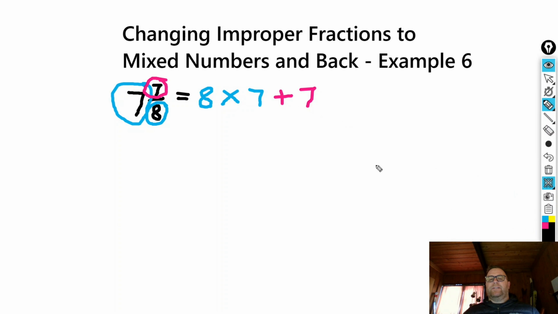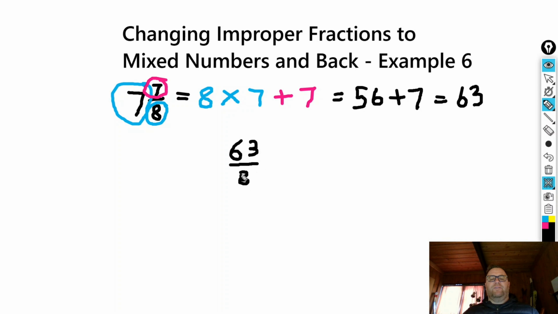Okay. So when we work this out, we do 8 times 7, which is 56. Do the multiplication first. We're going to add 7 there. So 56 plus 7 is 63. And that's going to be our numerator. And we're going to keep the denominator the same as 8. So we're going to have the numerator of 63 over the denominator of 8. So our improper fraction is 63/8. And that is our solution.